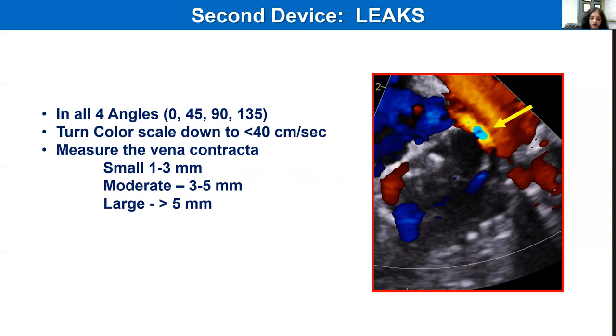You turn down the color scale to a more appropriate scale for the left atrial appendage. And you really want to measure that linear measurement of the vena contracta. These are guidelines based upon the original data for what constitutes a small versus a large leak. A greater than 5 millimeter leak definitely increases the risk of device-related thrombus and means that a patient may not safely be able to be taken off of anticoagulation.